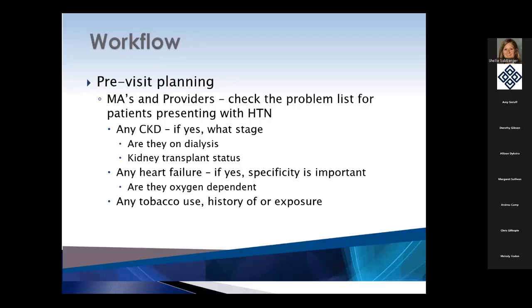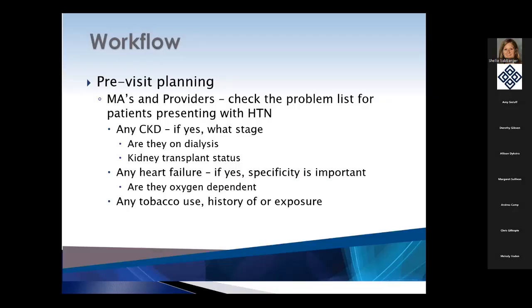Every patient follow-up for hypertension on my schedule, I need to go straight to my problem list. Chronic kidney disease, heart failure, tobacco. Those are my 3 things I'm looking for. If any of those are yeses, I need to dig in a little bit more. Chronic kidney disease, yes, I need to dig in. What stage? Are they on dialysis? Is there a transplant status?